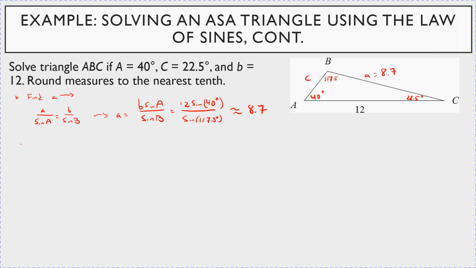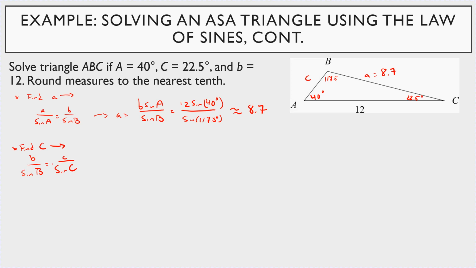So to find c, all right, I'm going to use b over sine of B is equal to c over sine of C. So then to get c by itself, you got c times sine of B all over sine of C. Oh, I'm sorry, I wanted to find c here. I was on autopilot a little bit there.